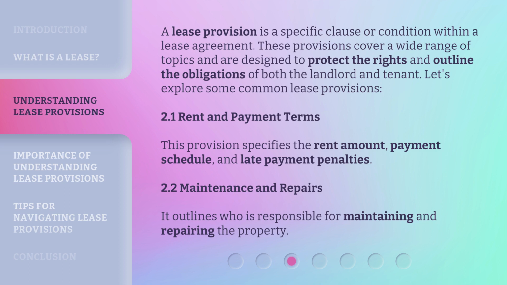2.1 Rent and payment terms. This provision specifies the rent amount, payment schedule, and late payment penalties. 2.2 Maintenance and repairs. It outlines who is responsible for maintaining and repairing the property.